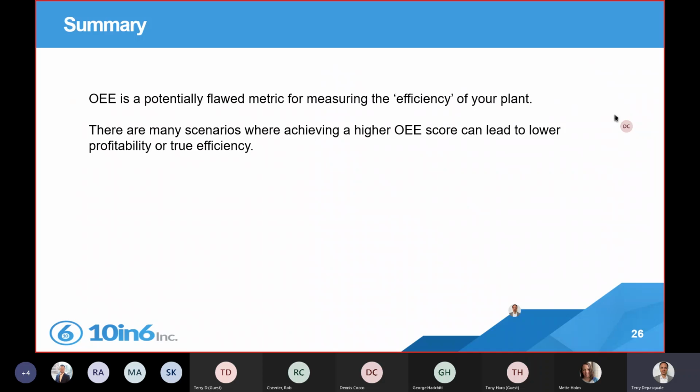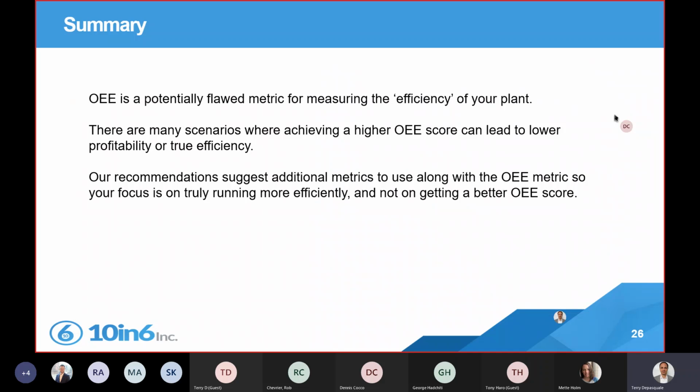There's lots of OEE tools out there. There aren't many out there that can give you the broader perspective of how you're really doing and are you producing profitably. And so that's really what we're trying to get you to consider there, is using these additional metrics to focus on running more efficiently.